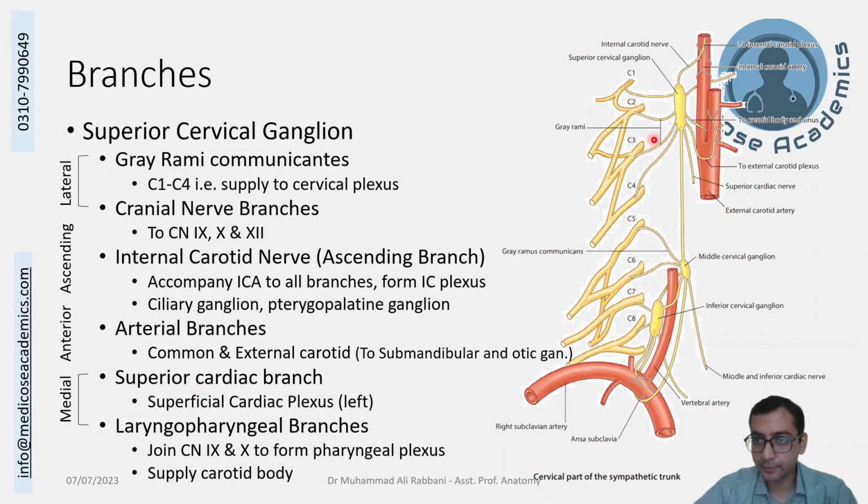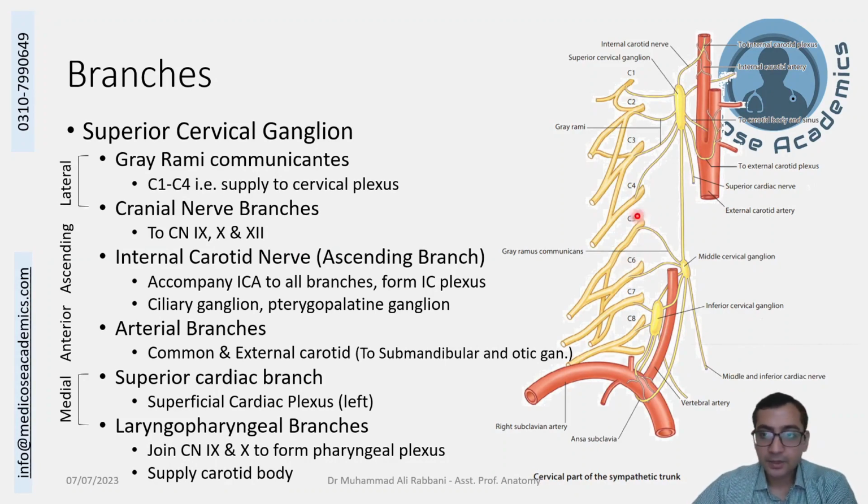And the direct branches may go to the carotid body. The carotid body was shown, I think, I don't remember now. Yes, the carotid body and sinus. The carotid body was the chemoreceptor of the arterial blood and the carotid sinus was the baroreceptor of the arterial blood. We will discuss them tomorrow, inshallah.